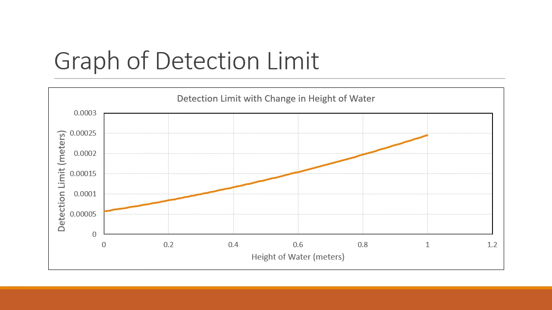The following is the graph representing the detection limit as a function of the height of water. Notice that as the height of the water increases, we see that the detection limit also increases.